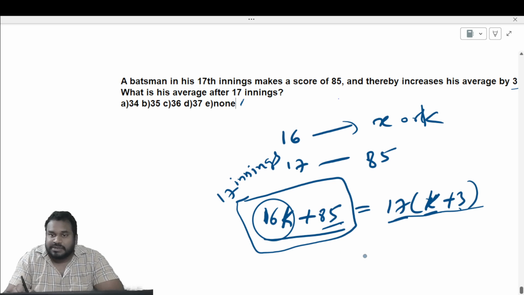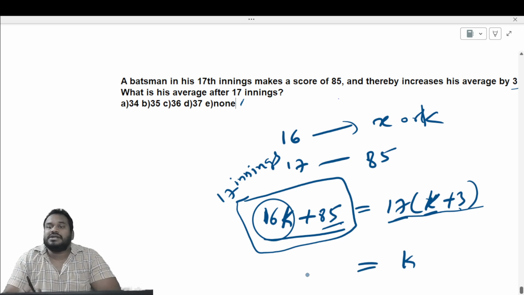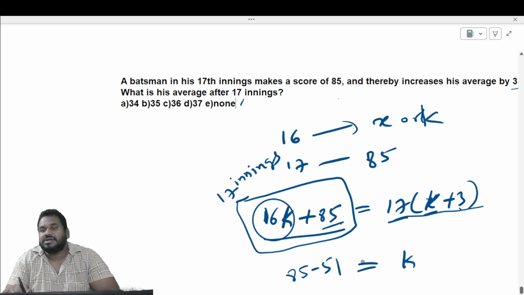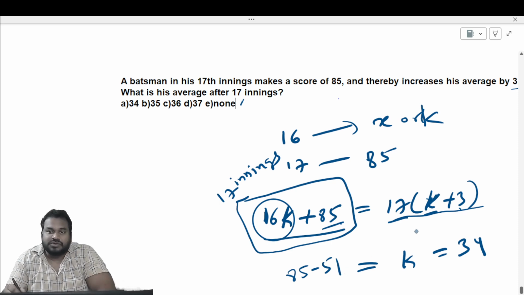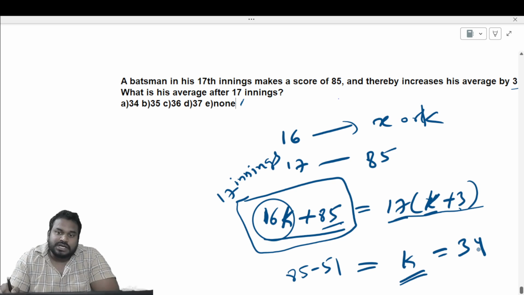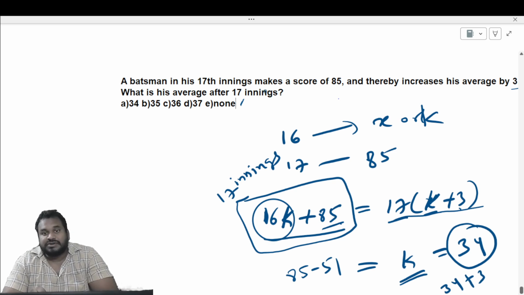So now 17K minus 16K, that is K. Then 85 minus 51, since 17 3s are 51. So 85 minus 51 is 34. So the average we got till 16 matches is 34. Now the average is increased by 3, so 34 plus 3 will be 37. So the average after 17 innings is option D.